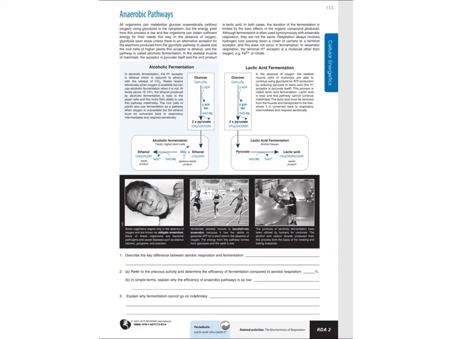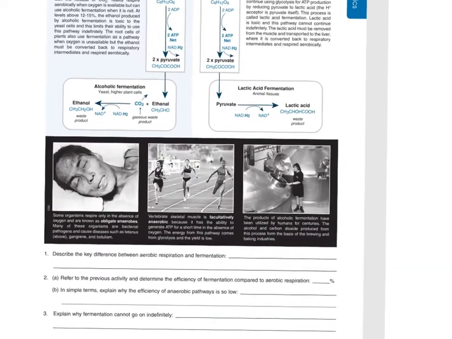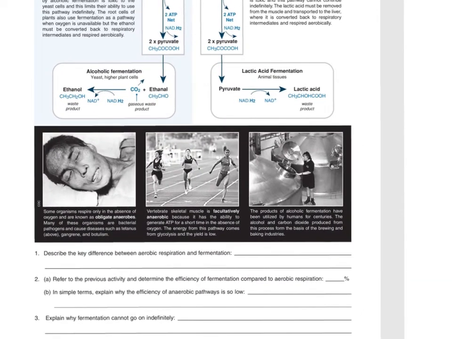For photosynthesis, for cellular respiration. Now the anaerobic pathways, this is someone exercising. Here's someone exercising. Here's someone who's starving to death. Here's someone who's exercising. Here is someone making beer. I think it's beer. Is it beer? Yeah, brewing beer.